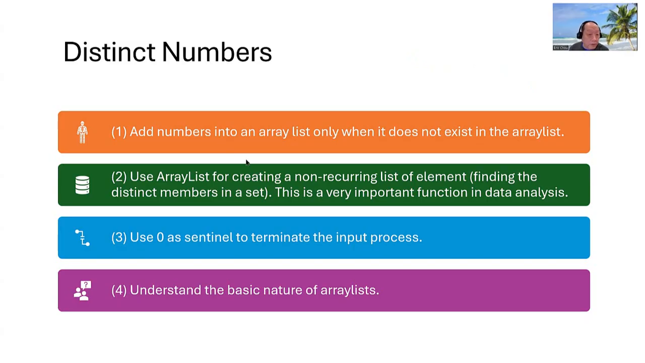Now we have the basic array list. Now we are going to talk about why we need an array list. The first use we'll talk about is the distinct number.